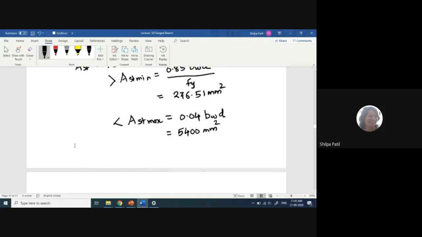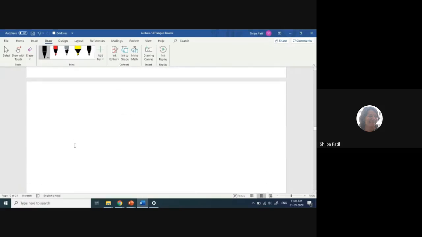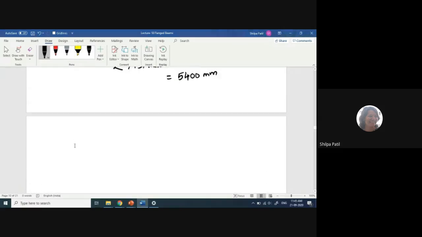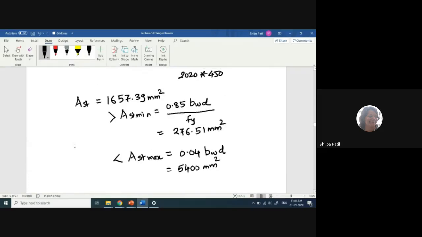Let us find out now the number of bars. In the Ast max formula, instead of small d, it should be capital D, right? Correct. It should be capital D. Ma'am, then it's 6,000. Okay, the value is also changing. This value is 6,000 then.